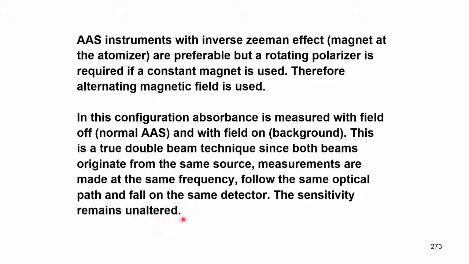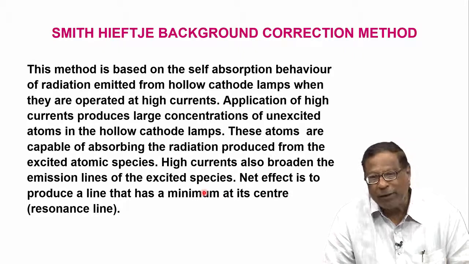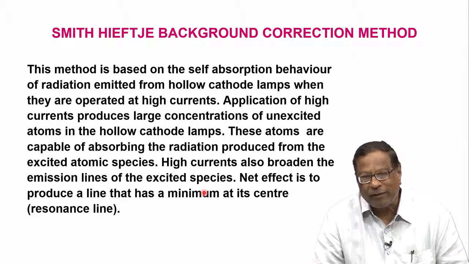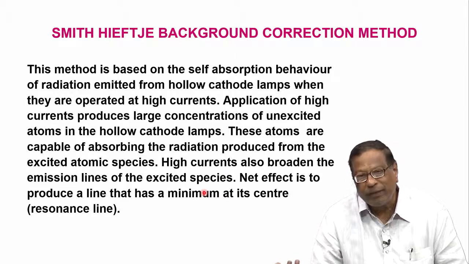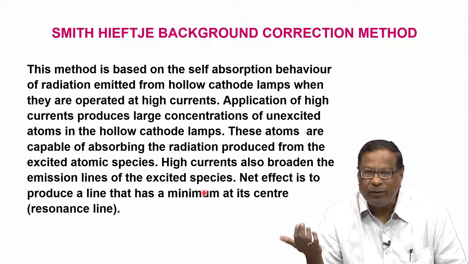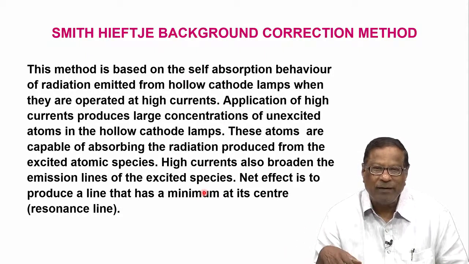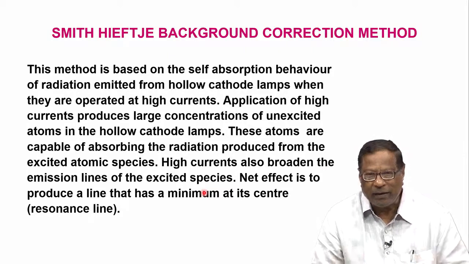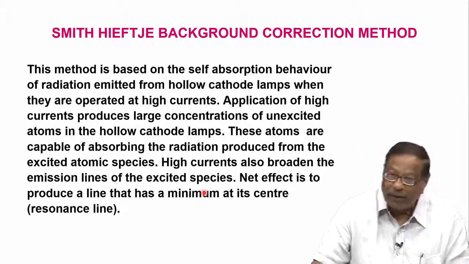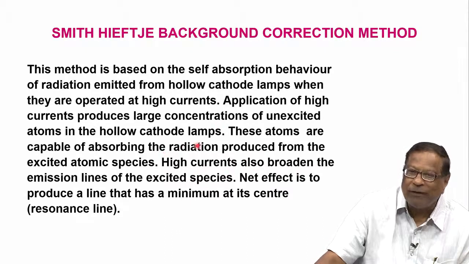So, this aspect is to be very clear to you, because whenever you want to buy an atomic absorption spectrometer, the manufacturers will give you a choice of a background corrector. They will ask you, sir, do you need a deuterium lamp corrector, or you need Zeeman effect, or you need some other effect? That some other effect is known as Smith-Hieftje background correction method. And depending upon the background corrector you choose, the cost of atomic absorption also will vary.